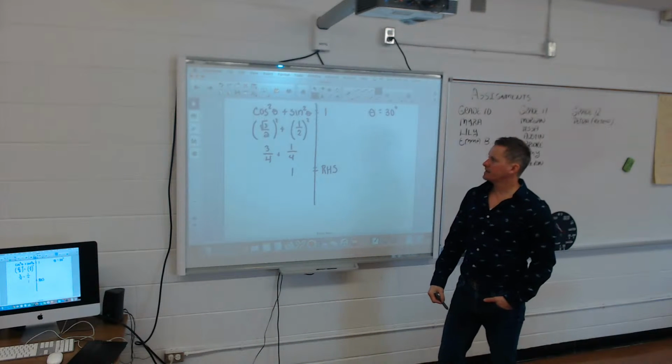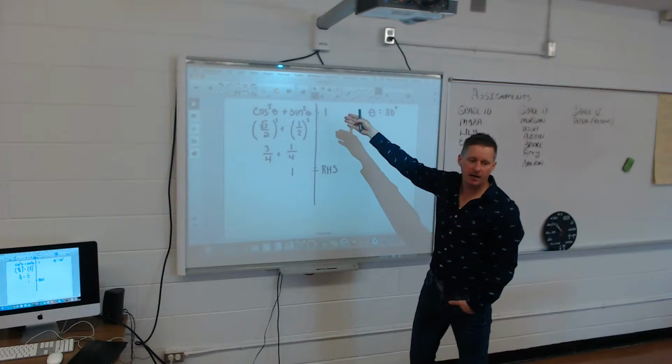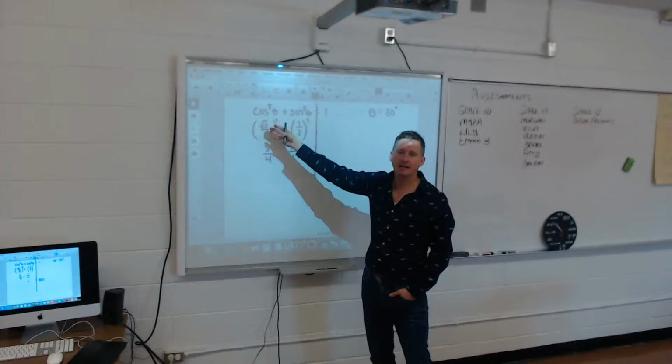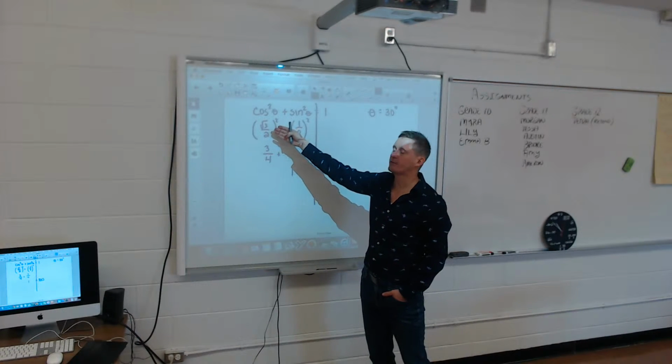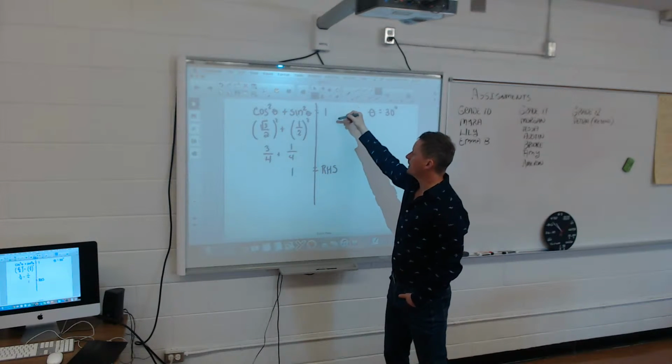So what I've done is I've taken this identity of cos squared plus sine squared equaling 1. I've used an angle and the exact values that I know off the unit circle, and I've proved that cos squared plus sine squared is equal to 1.